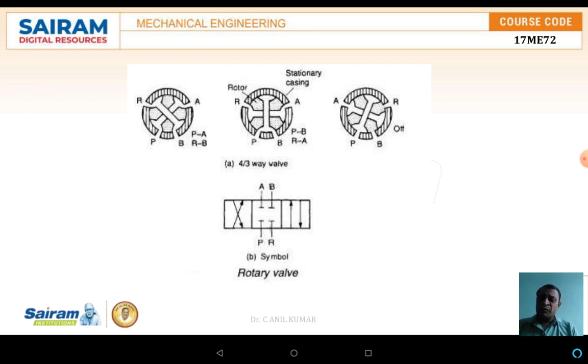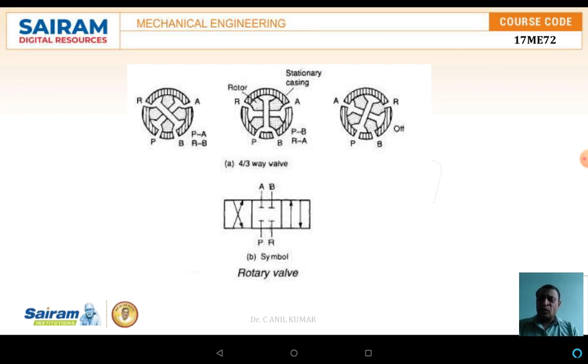Just by rotating the rotor, it is converting the flow from P to A and R to A. In the same way, with still further rotation of the rotor, the opening or even the closing of all the ports takes place. Once there is closing with respect to all the ports, automatically the entire system will be in the shut off condition.